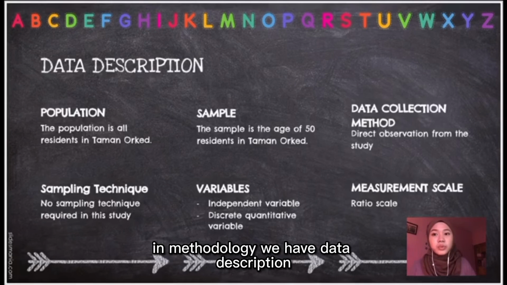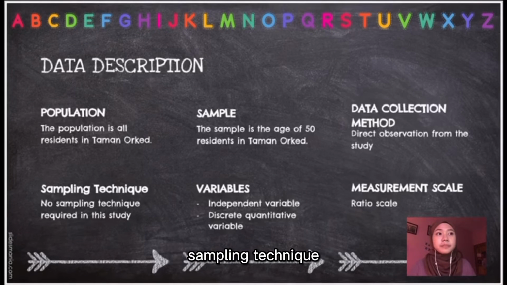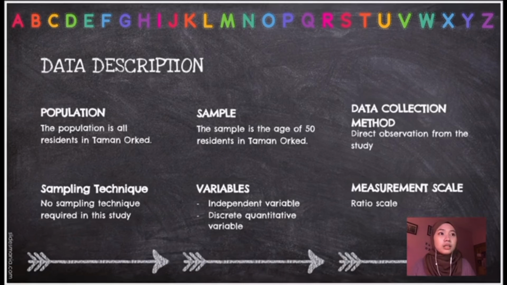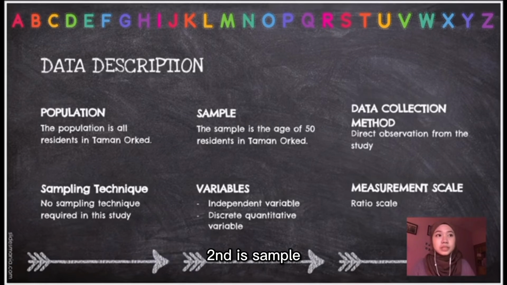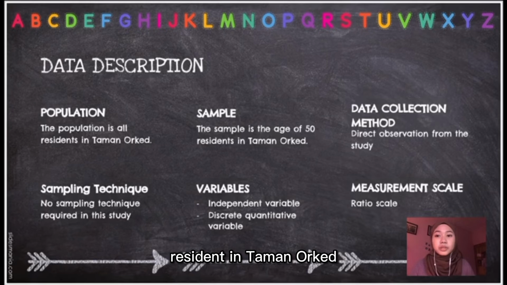In methodology, we have data description that consists of population, sample, data collection method, sampling technique, variables and measurement scale. So, what is population? The population that was used in this study is all residents in Taman Orchid. Second is sample. The sample used in this study is the age of 50 residents in Taman Orchid.